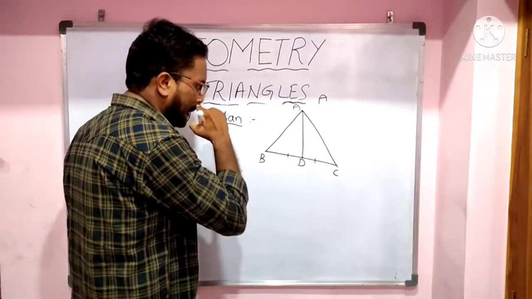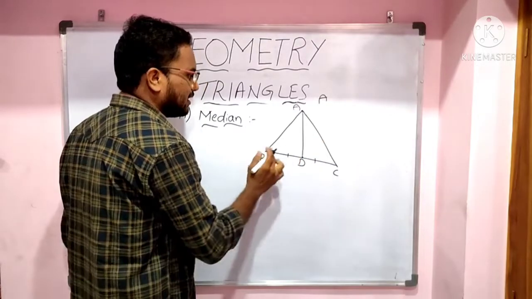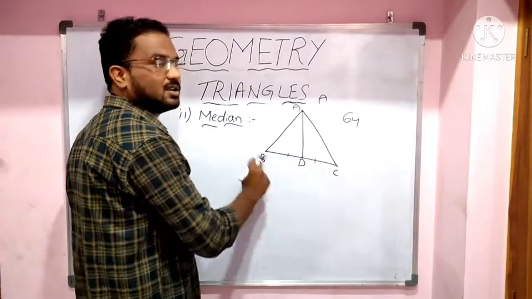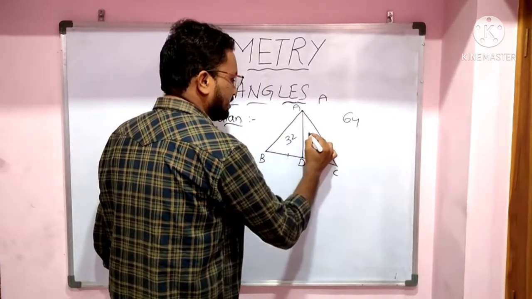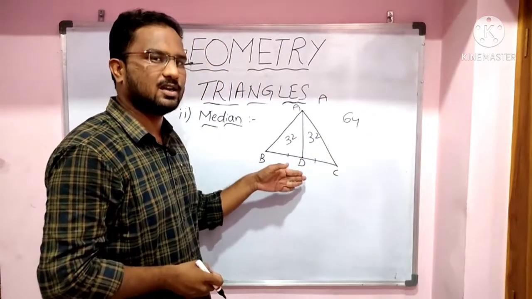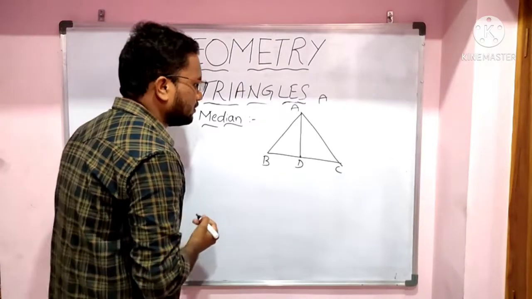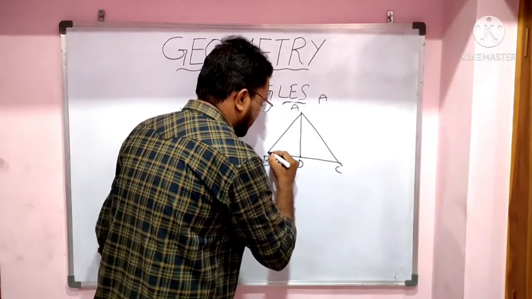The median divides the given triangle into two equal areas. Let us say this triangle's area is 64, then this area is 32 and this area is 32. The median divides the given triangle's area into two equal areas. Now, in a triangle we can draw three medians.